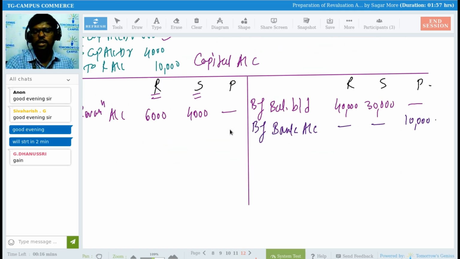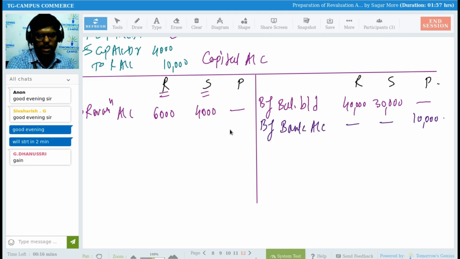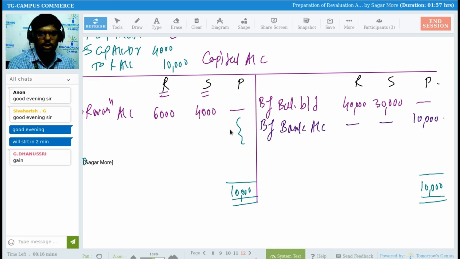Okay, sir, I've done with this now. Now what do I need to do? I need to simply close this capital account and write down the closing balances. Now tell me, for P, which side total is more? Credit side total is more, 10,000. There is nothing on the debit side. So I can write here, to balance carried down, 10,000 rupees for P, right?